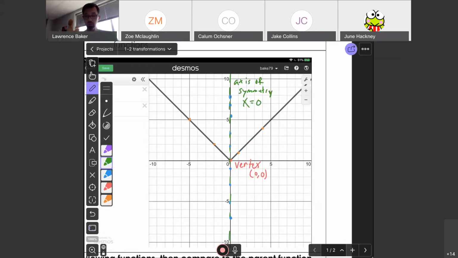X equals 4 would be a vertical line over here. X equals -7 would be a vertical line over here. A lot of times we don't look at something like this and think of that as a line, but it is. Because it doesn't look like y equals mx plus b or something like that.